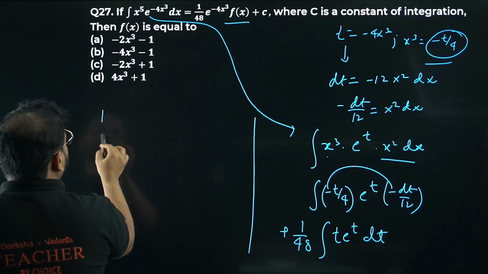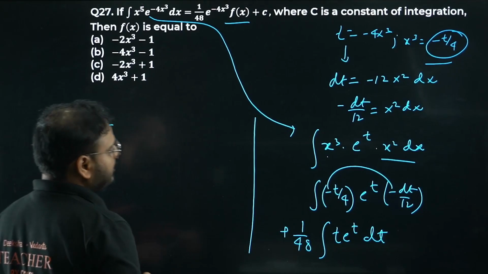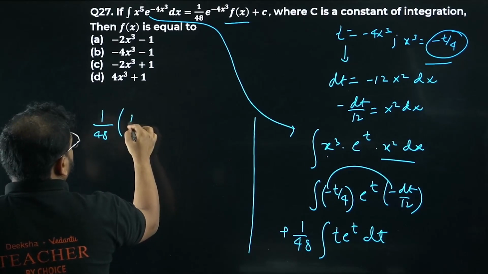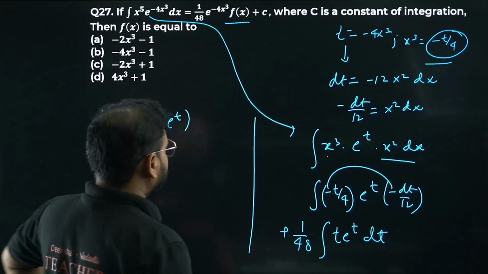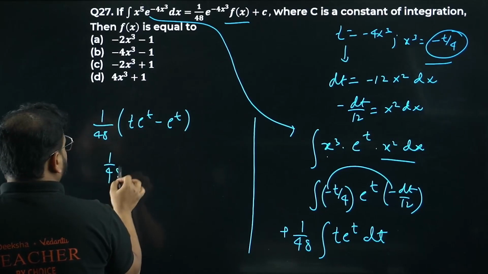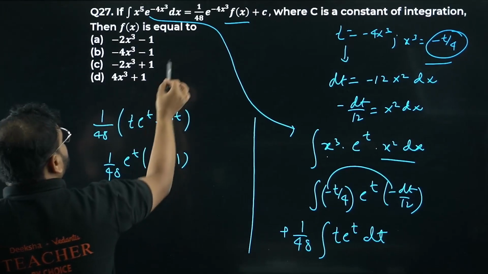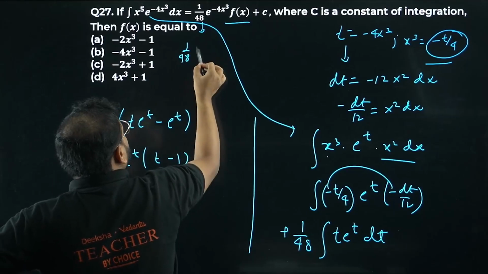We have 1 by 48. We know we can use by parts, so we'll have basically t e^t minus e^t, okay? t e^t minus e^t actually. And have a look, I can take 1 by 48. e power t common, you have t minus 1. So we have the same thing. This is nothing but t. So this is 1 by 48. This is nothing but e power t.